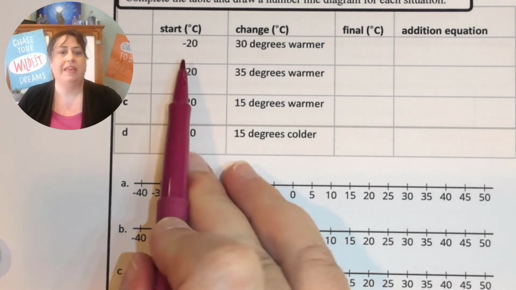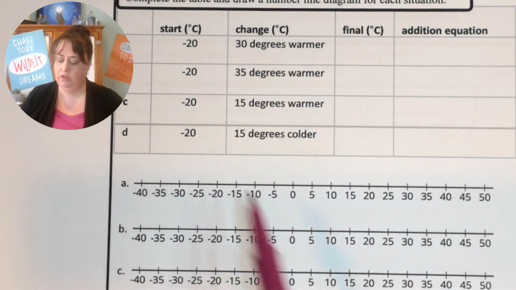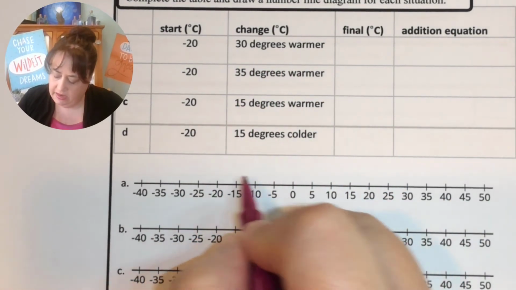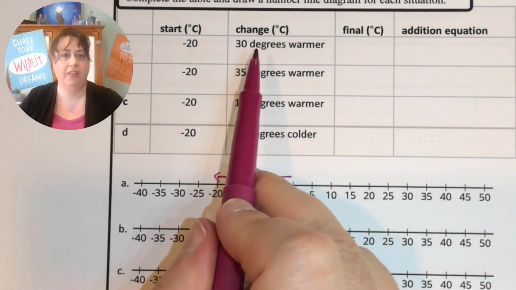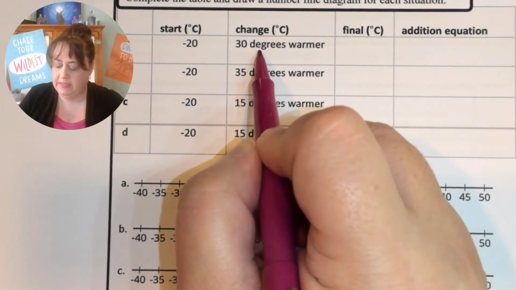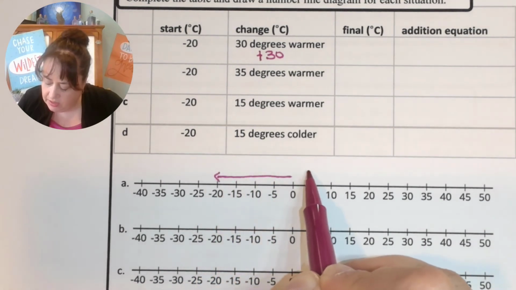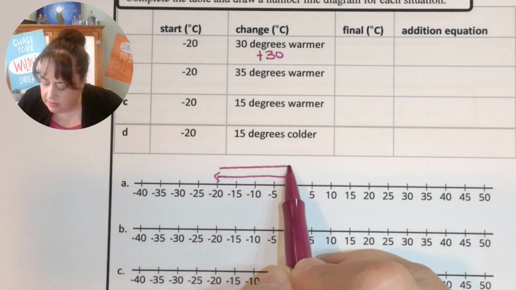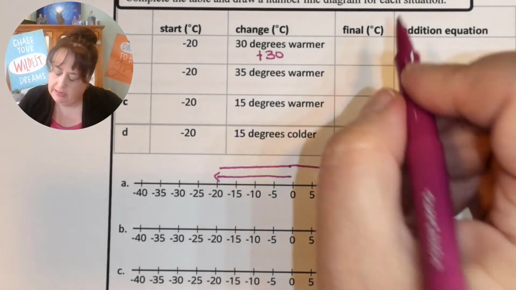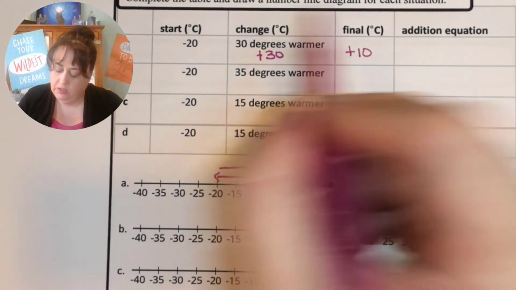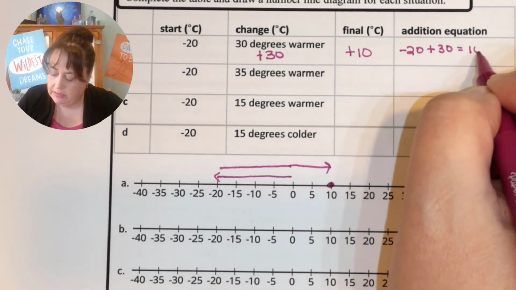Okay, this time we're going to start with a negative number. So instead of starting with the positive 40, we're going to start with a negative 20 and then do whatever it says to do. So starting at the negative 20, we have to go backwards. And this time we're going to get 30 degrees warmer. So if it's getting warmer, that's a plus 30. So 5, 10, 15, 20, 25, 30. So we get the 20, takes us to the 0, 25, 30, and we end up at 10. So that was a negative 20 plus 30 was 10.